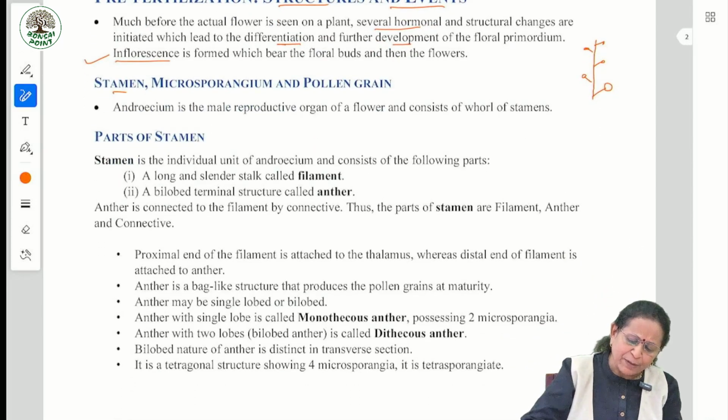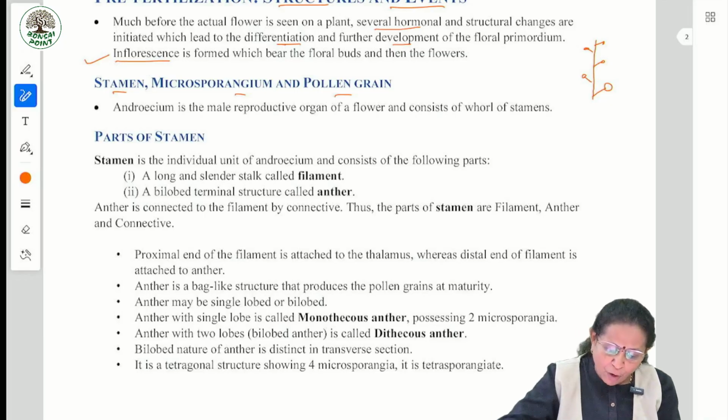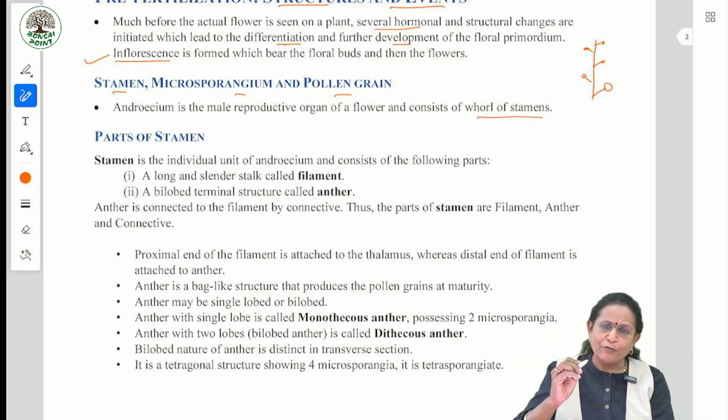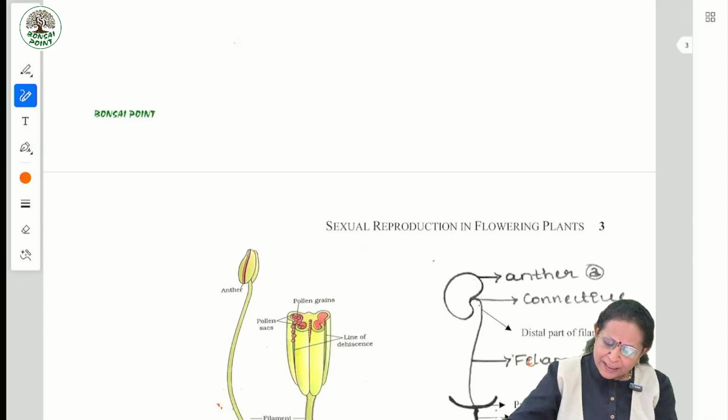Now, what is a stamen, microsporangium and pollen grain? Androecium is the male reproductive organ of a flower and it consists of a whorl of stamens. The individual unit of androecium is said to be stamen. What are the parts of a stamen? Filament, anther, and then connective.